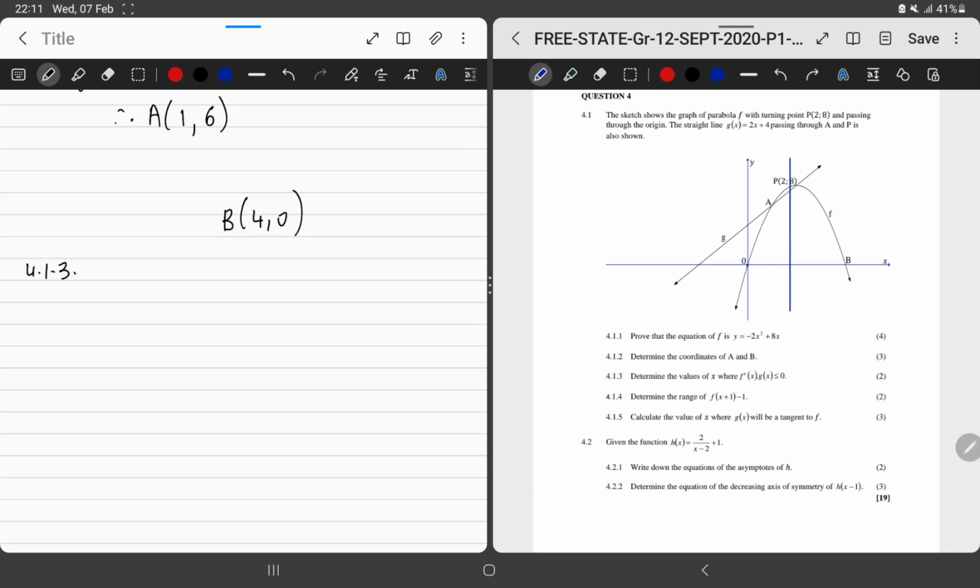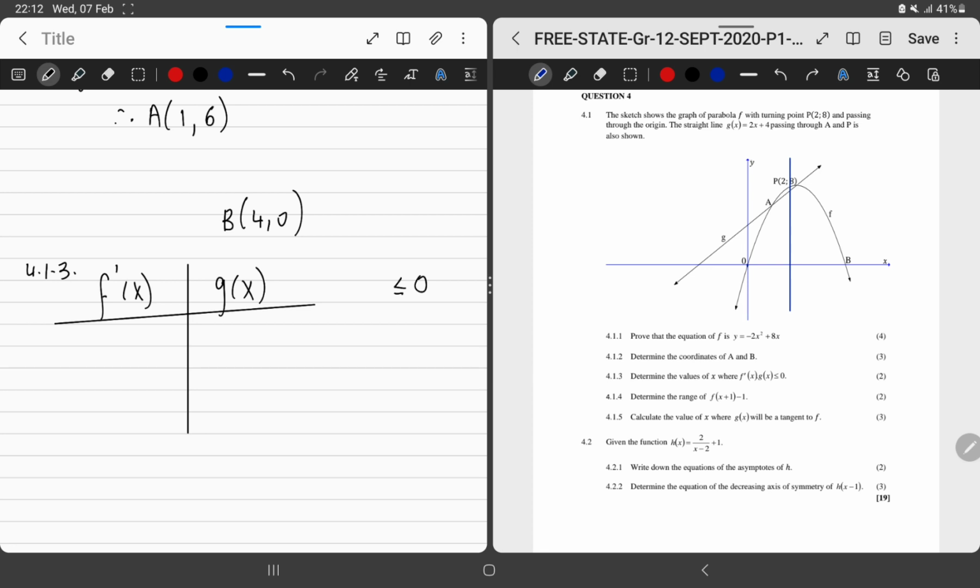4.1.3 Determine the values of x where f'(x) · g(x) ≤ 0. Okay, f'(x) represents the gradient of the graph of f, and g(x) is just that straight line. So they are telling me that this product should be less than or equal to 0.